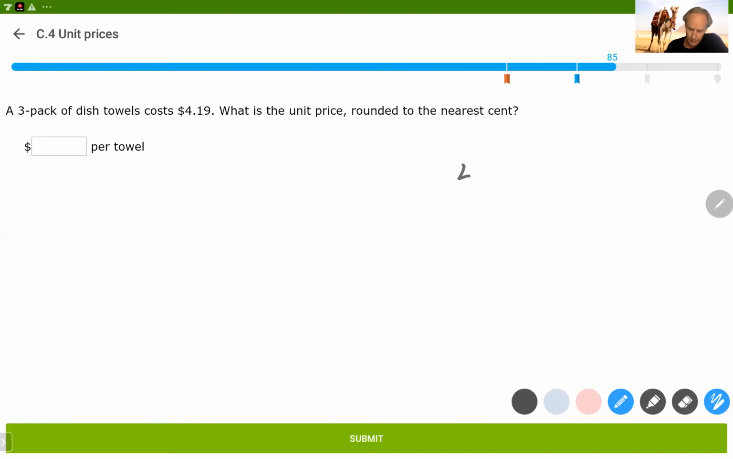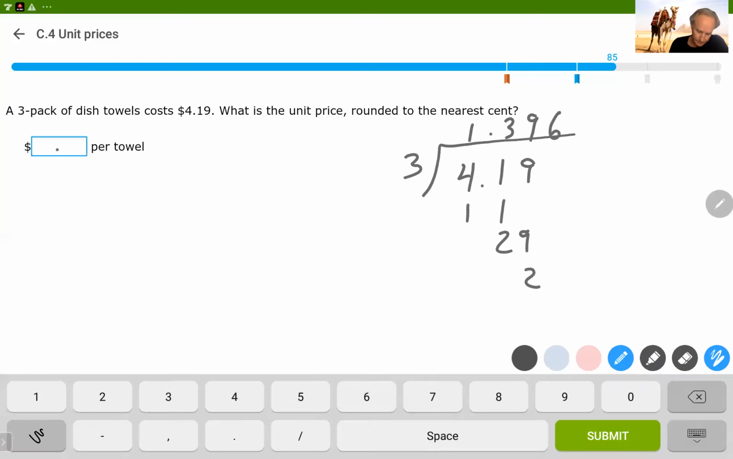So we've got 419 divided by 3 goes in 1 with 1 left over. That goes in 3. That's 2 left over. And 3 goes into 29 9 times with 2 left over. And 3 goes into 20 6 times. So it rounds up, $1.40.